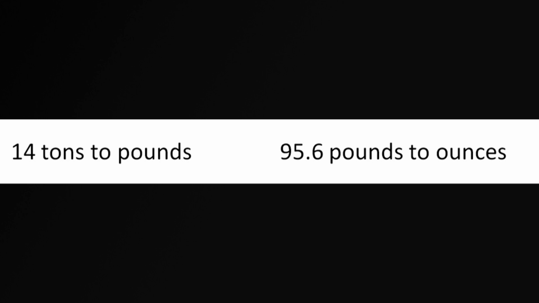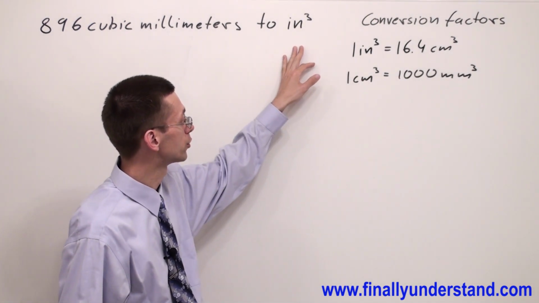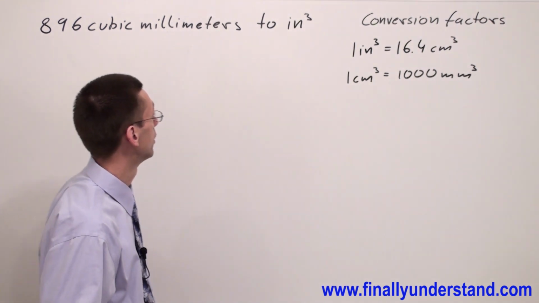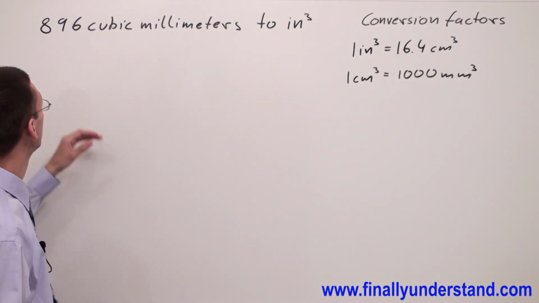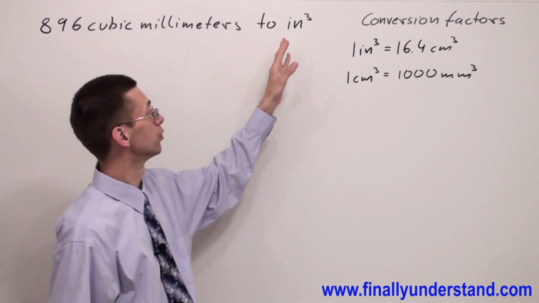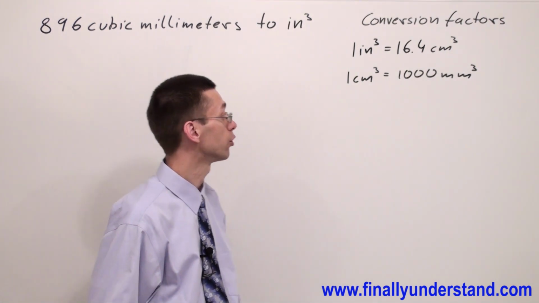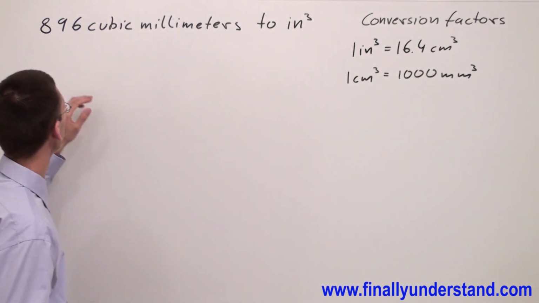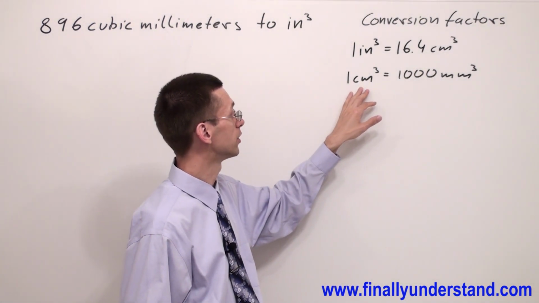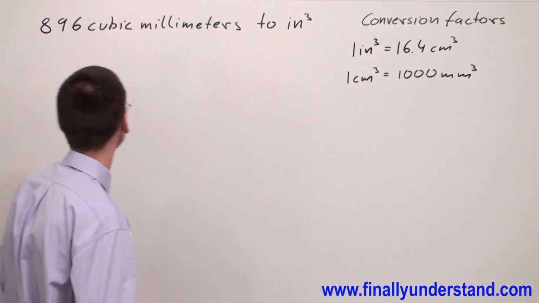896 cubic millimeters to cubic inches. I'm going to use these two conversion factors because, for example, you do not have a direct conversion factor from cubic millimeters to cubic inches, and let's say these two are given. So what I'm going to do first is convert cubic millimeters to cubic centimeters, and after that, cubic centimeters I'm going to convert to cubic inches. So let's take a look.